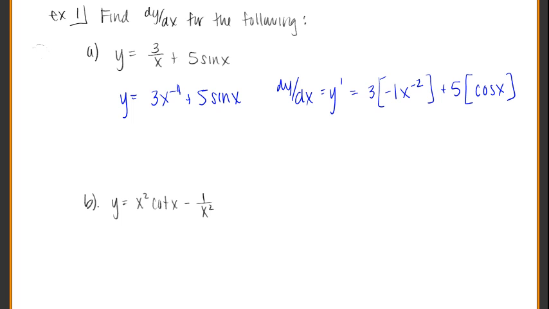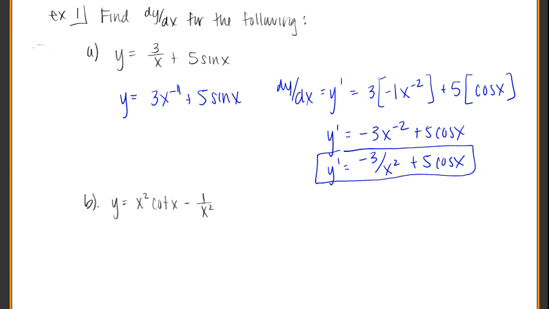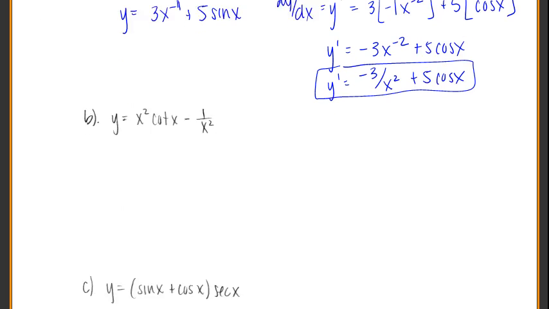Cleaning it up from here, we have negative 3x to the negative 2 plus 5 cosine x. And if we didn't want to leave our answers with any negative exponents, then we can write this as negative 3 over x squared plus 5 cosine x. And that would be our answer for this first problem. Okay, so let's go on to the next one.